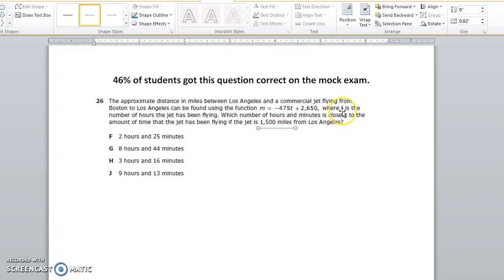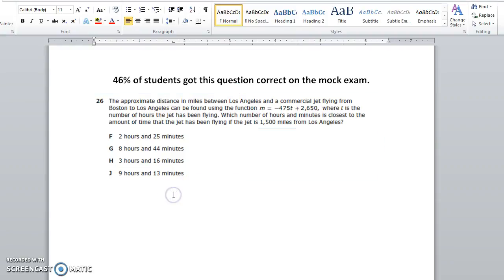Well, I know what t is. T is the number of hours. So t equals the number of hours. So does this clue tell me something about the number of hours? No, this is a distance. So I'm thinking that this probably is going to go in for m. M stands for miles. So my clue is 1,500 miles. So I'm going to take my 1,500, I'm going to plug it in for m.